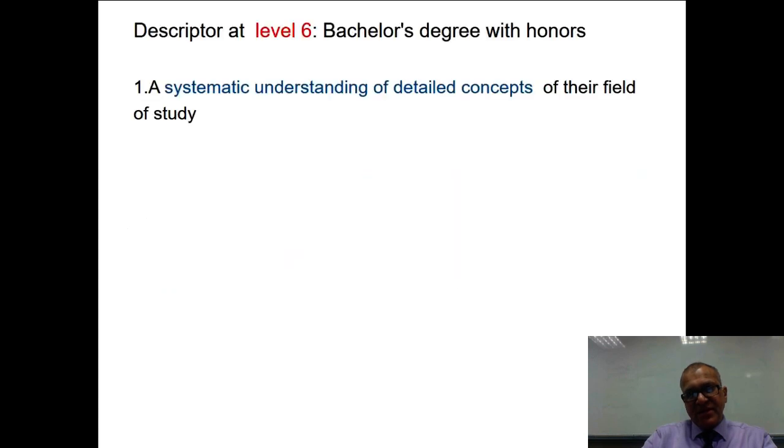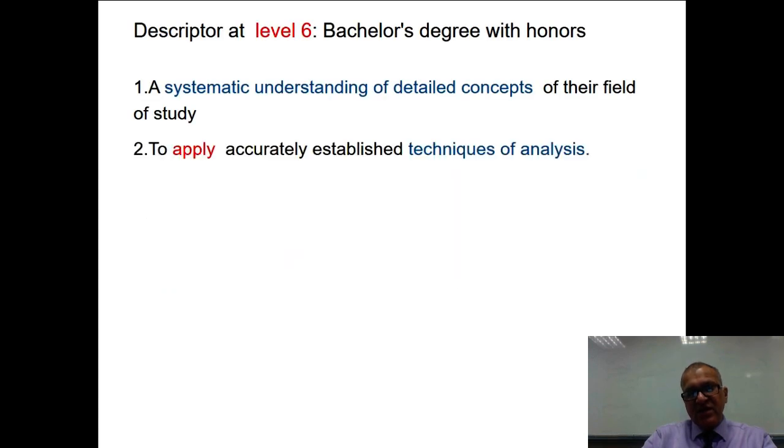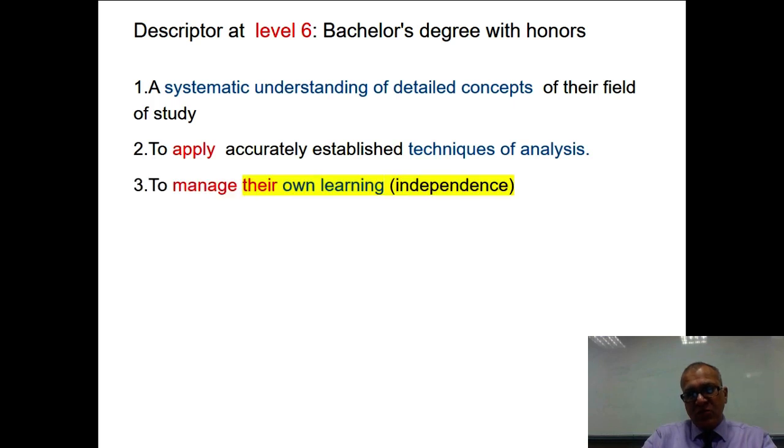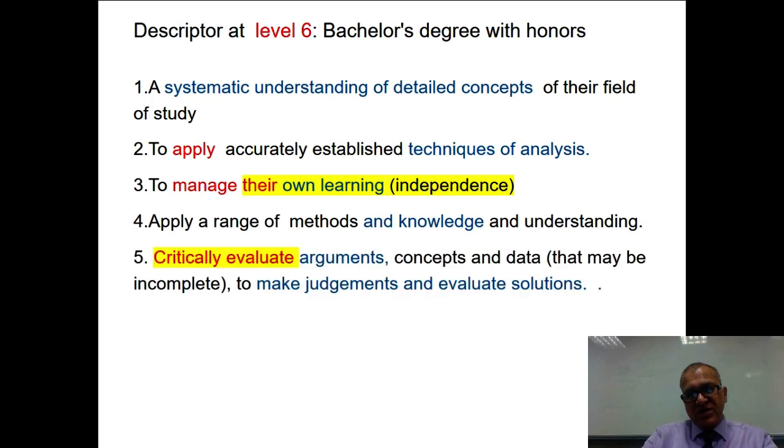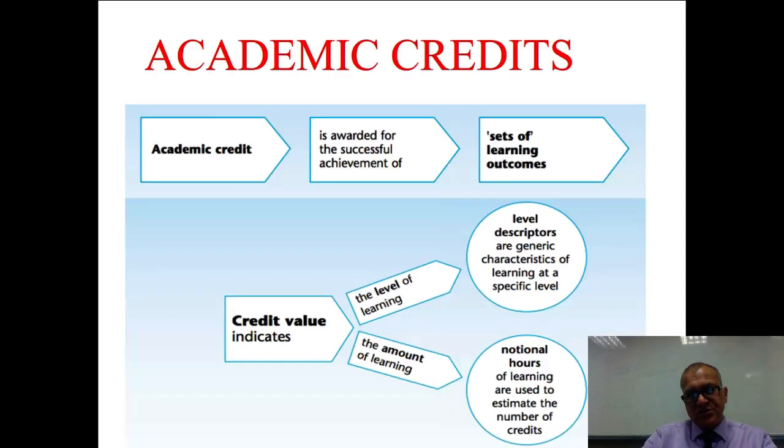Level 6 is basically systematic understanding, detailed understanding, applying techniques, and managing their own learning, which is very important. At level 6 you should show independence, apply a range of methods and knowledge and understanding, critically evaluate arguments, make judgments and make solutions.